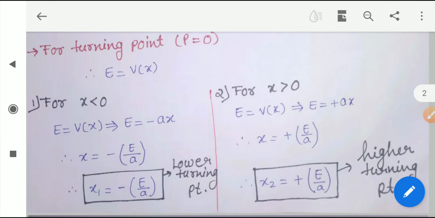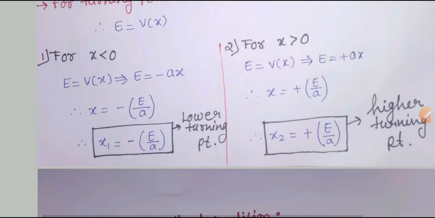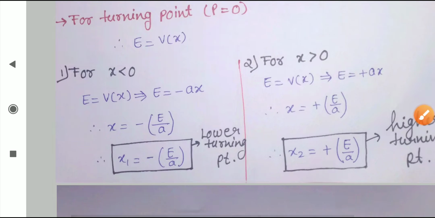Now, second, we do it for X greater than 0, where the potential value is plus AX. By putting plus AX, we get X2 equals plus E by A. Clear? So here we have got the lower turning point and here the higher turning point. So X1 and X2 are the two limits, lower and higher.